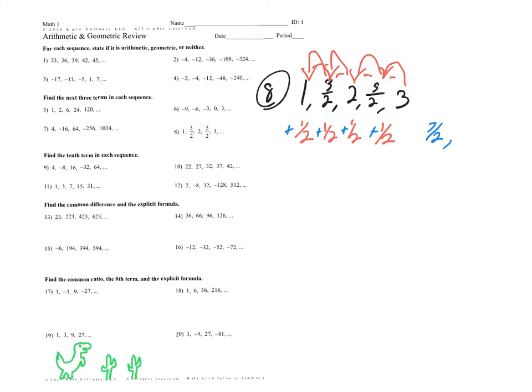I'm going to add 1 half to 7 halves, and I get 4. And then I'm going to add 1 half to 4, and I get 9 halves. And generally the next question is, well, could I write it as 3½ and 4½ instead of 7 halves and 9 halves? Well, that is the same thing.